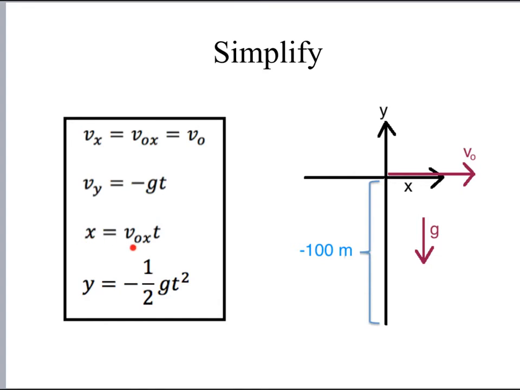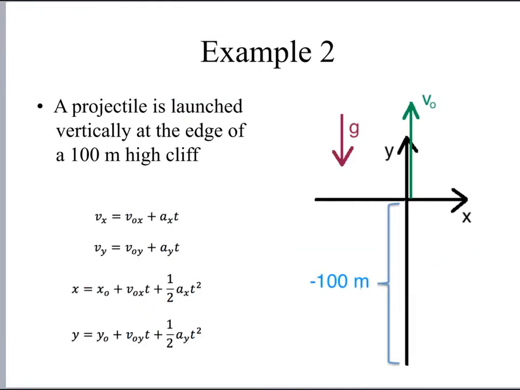Now our x is V naught x t. What's V naught x? That's the V naught again. And our y is minus 1/2 g t squared. And so again, these x and y are the positions of the projectile at any time t. I plug in 16 seconds, I know what my x position and my y position are at 16 seconds. It's that simple.